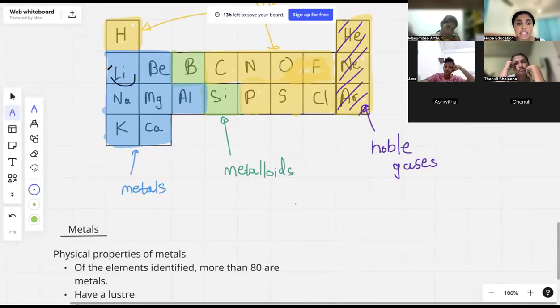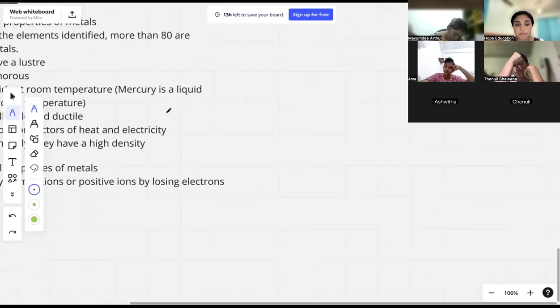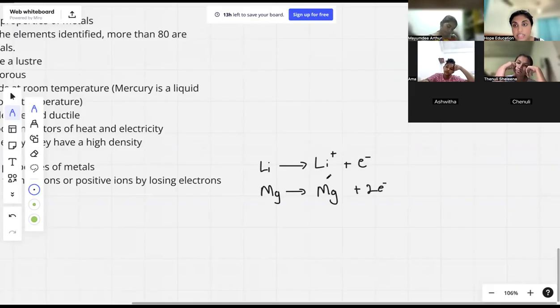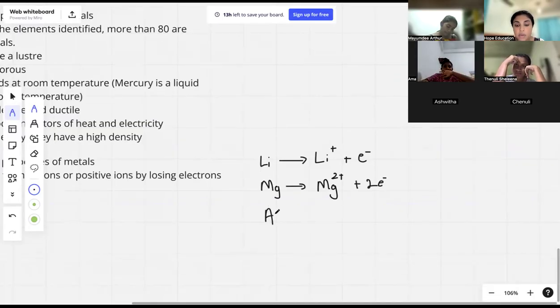So in our metals, let's take lithium. What lithium does is it removes one electron. Lithium will remove one electron and form lithium plus. Then if you take magnesium, what magnesium does is magnesium removes 2 electrons. Then 2 of its negative charges are reduced. So magnesium gets 2 plus. Then if you take aluminium, aluminium will remove 3 electrons. So 3 of its negative charges will be removed. So it gets 3 plus.